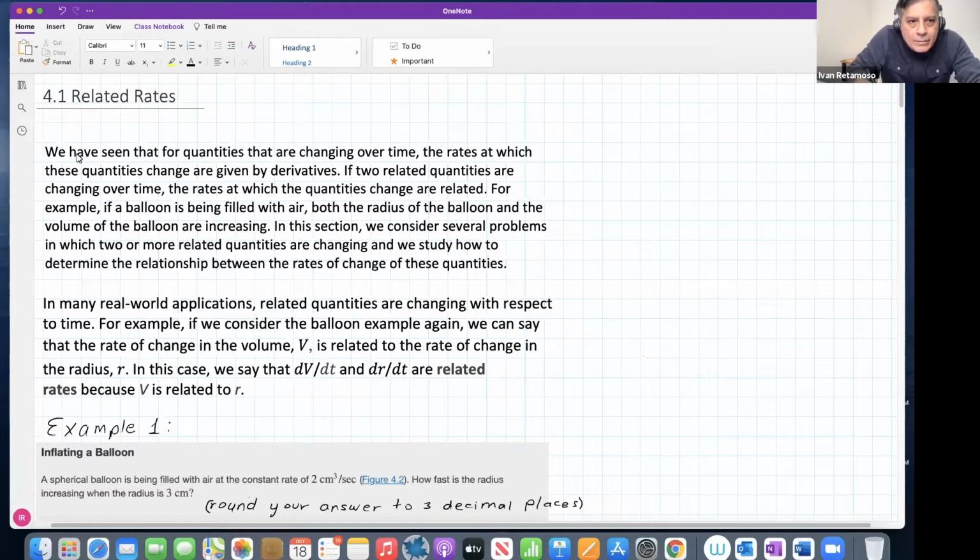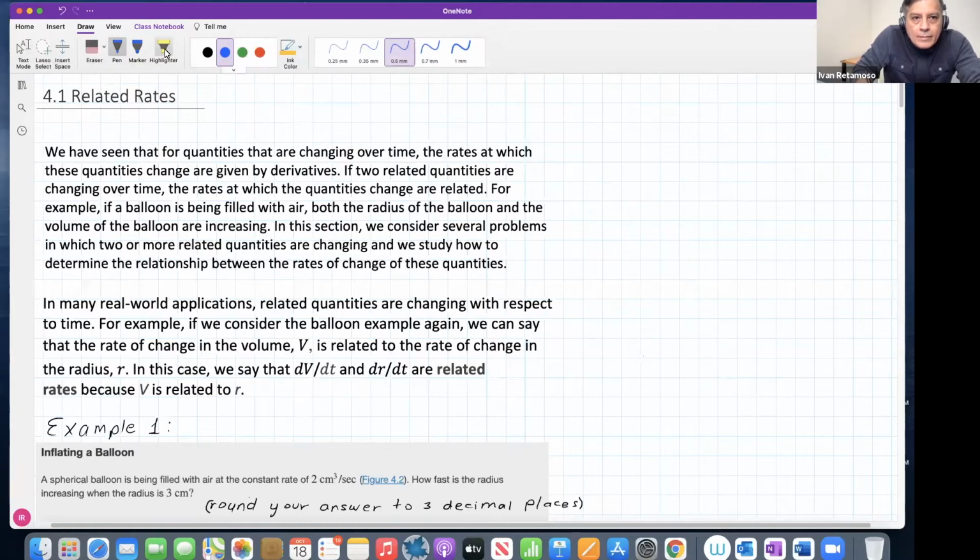Great, it's recording now. Today we're going to cover section 4.1, related rates. So far we have seen that for quantities that are changing over time, and this is important here, over time, the rates at which these quantities change are given by the derivative, right? The derivative captures the instantaneous rate of change of these quantities over time.